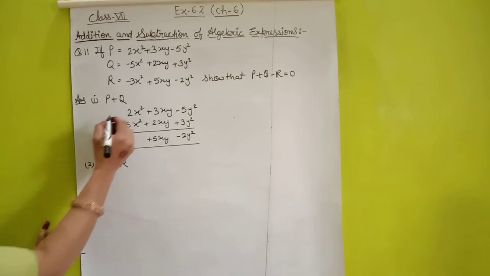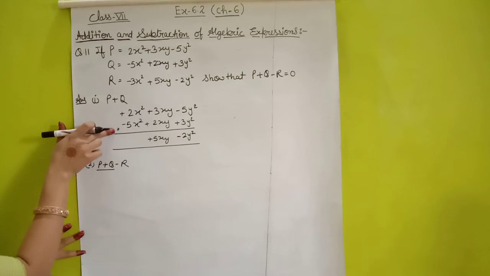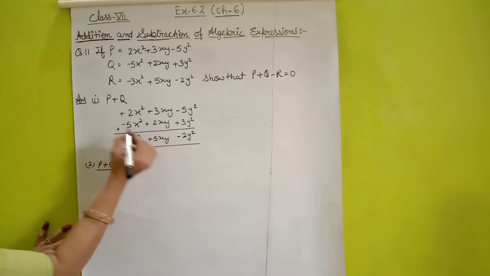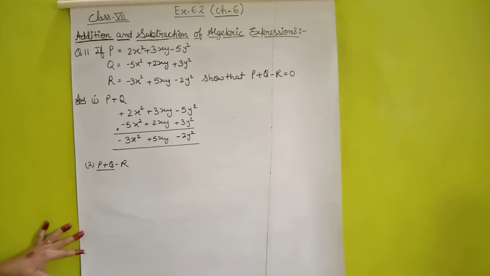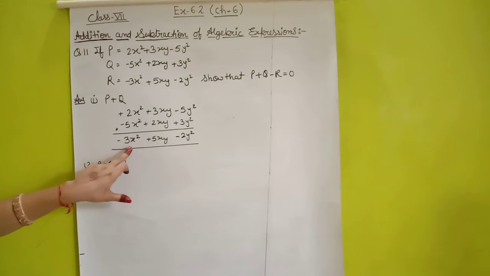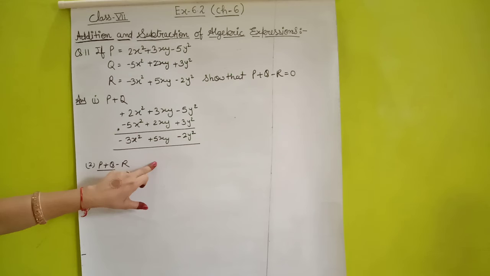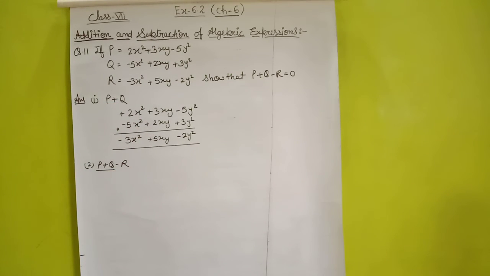Now here plus 2xy and minus 2x square and minus 5x square. Plus minus will be minus, 5 minus 2, 3x square. The sign of 3x square will be the sign of the greater number, meaning minus. So this is the value of P plus Q. Now I will write the value of P plus Q first here, then downside I will write the value of R and I will subtract.